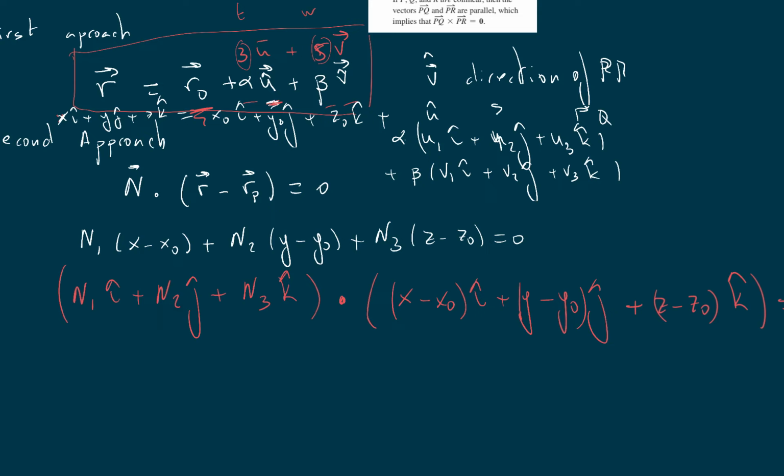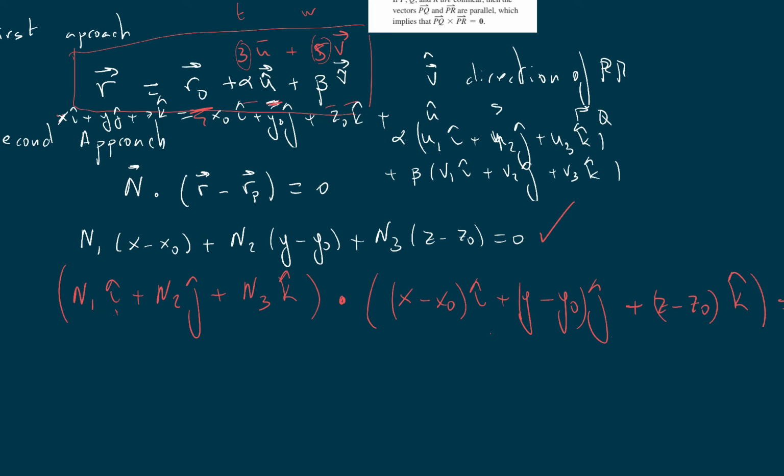So this rule defines a plane. And if you do the dot product, you will have this equation. i dot i is 1. i dot j is 0 because they are perpendicular. i dot k is 0. So you will have n1 (x minus x0) plus n2 (y minus y0) and so on. And this is the equation of a plane.